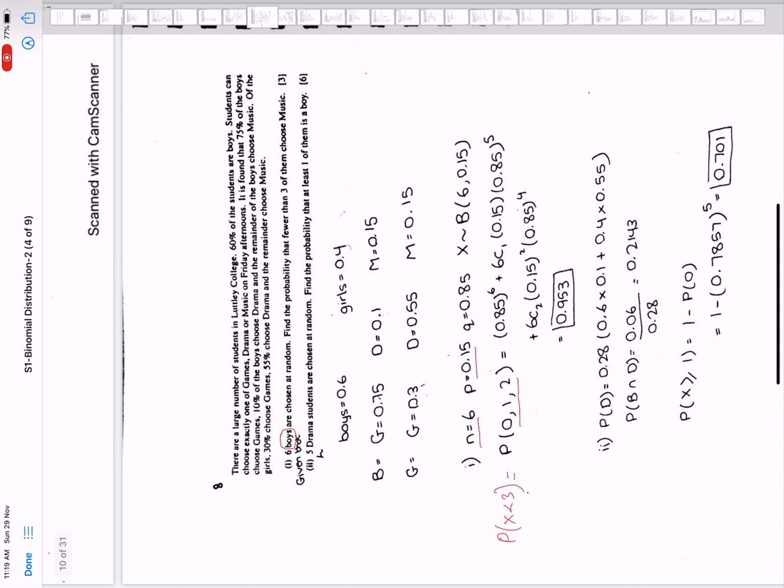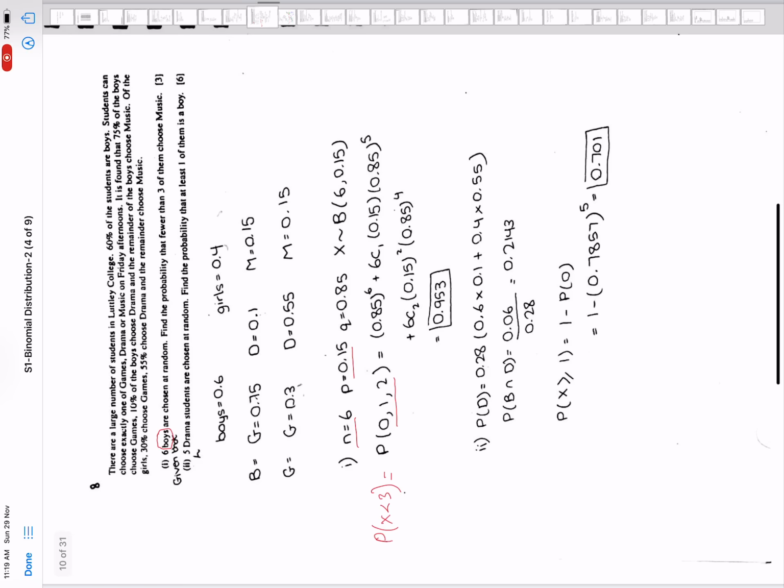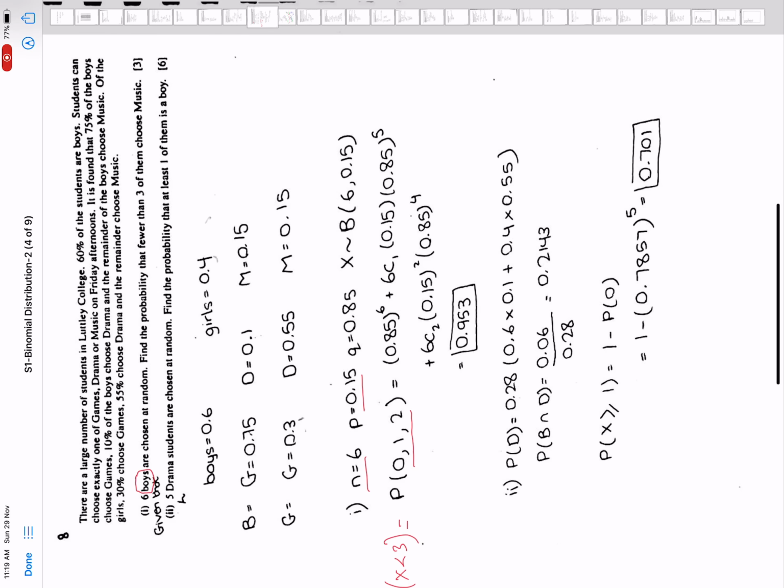Now in part 2, there is this thing, students. Now this is the difference between part 1 and part 2. Because in part 1 they differentiated the students. There were 6 boys. In part 2 they did not differentiate the students like boys or girls. So students means either boys or girls, or in fact both.